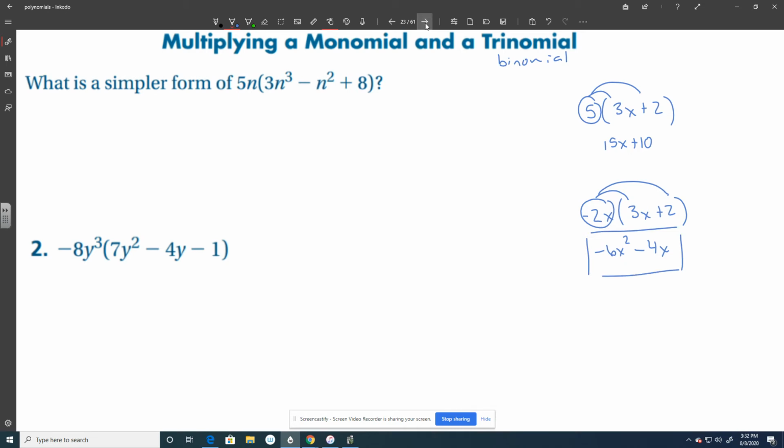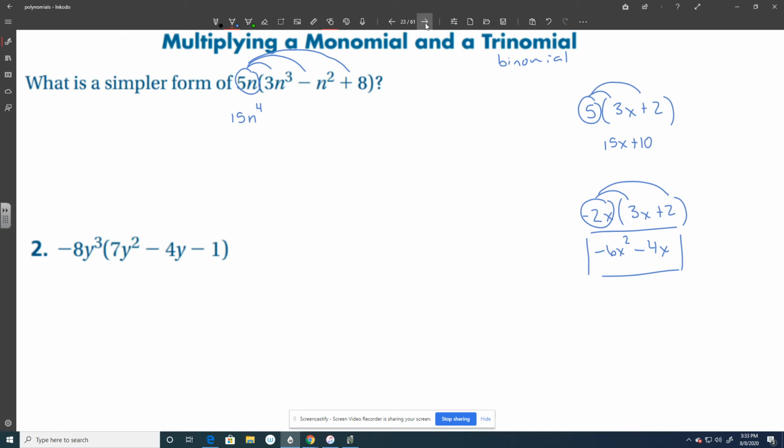Now, the only difference this year is instead of just binomials, we have 3 things on the inside. So I'm going to take this 5n and I'm going to multiply it by everything on the inside. All 3 of those, not just 2. So 5n multiplied by 3n cubed. The 5 times 3 is 15. The n times n cubed is n to the 4th. That was less than 1 right there.